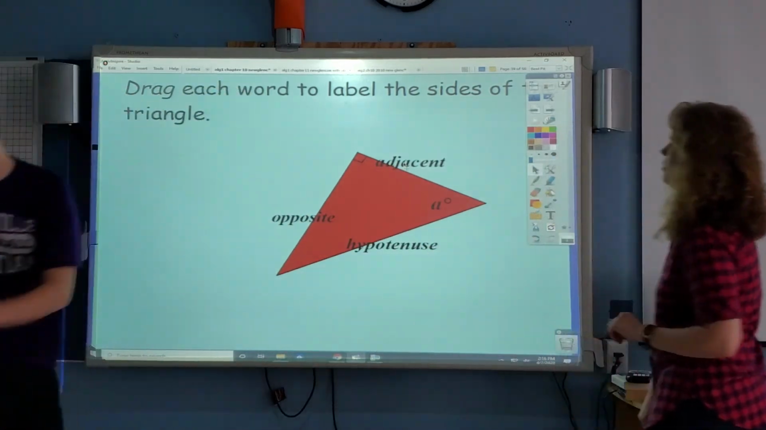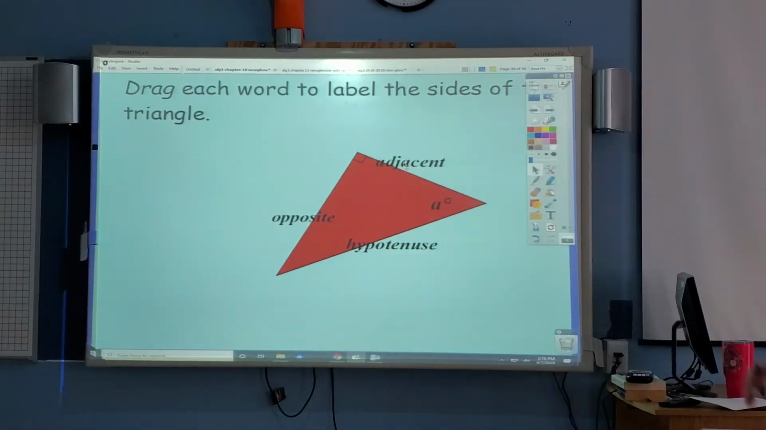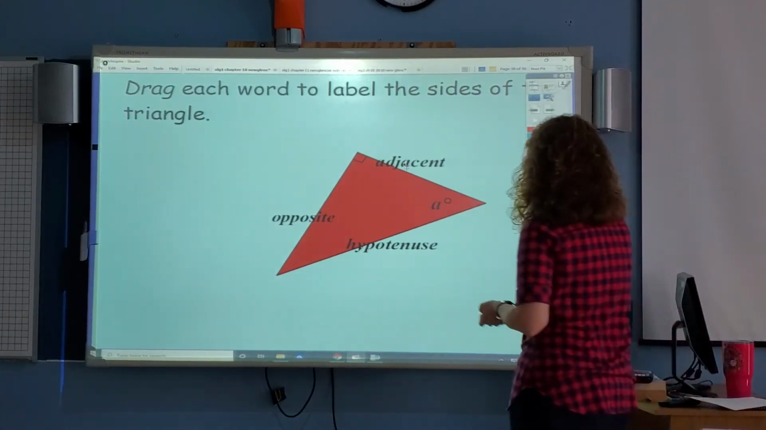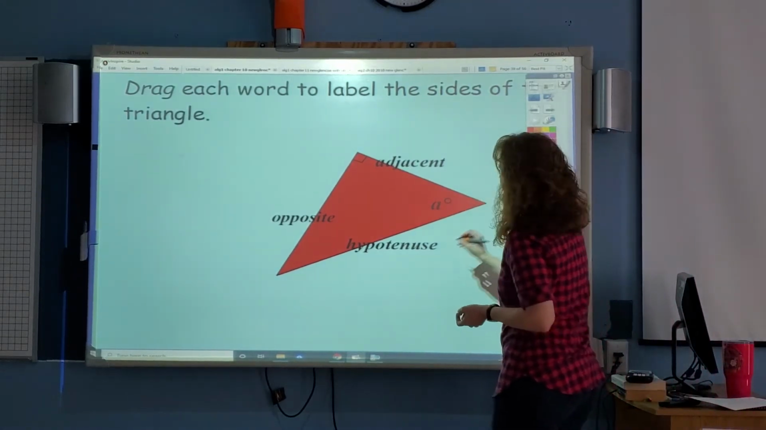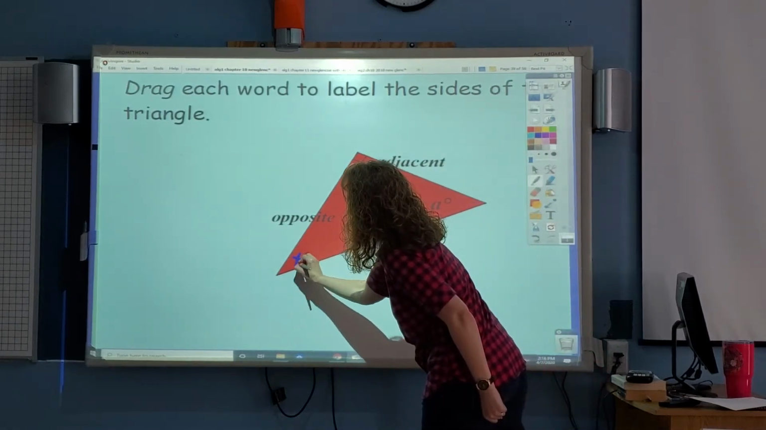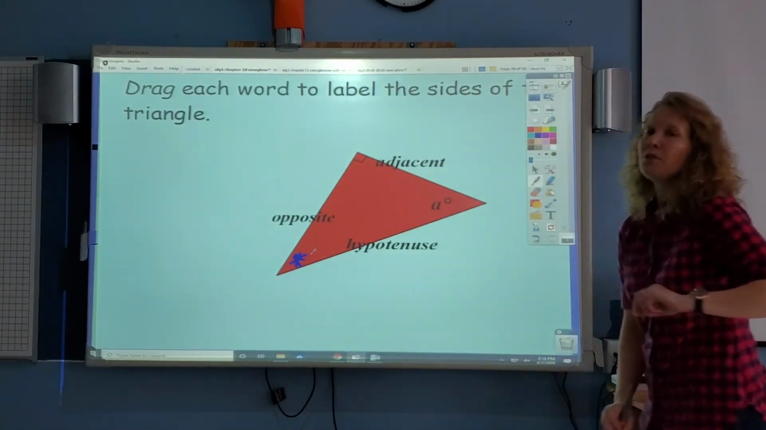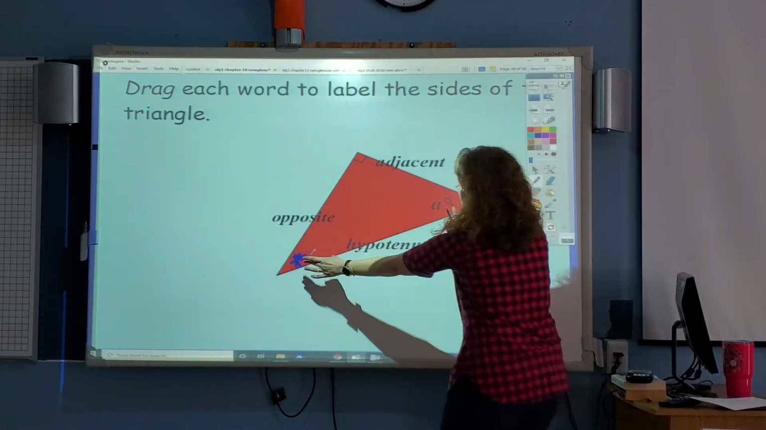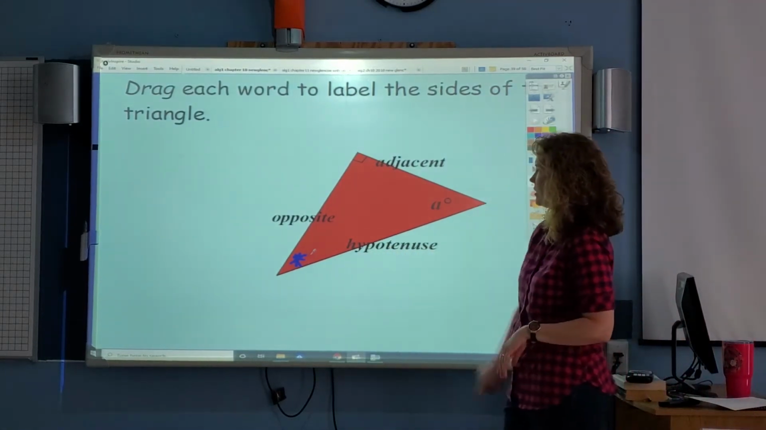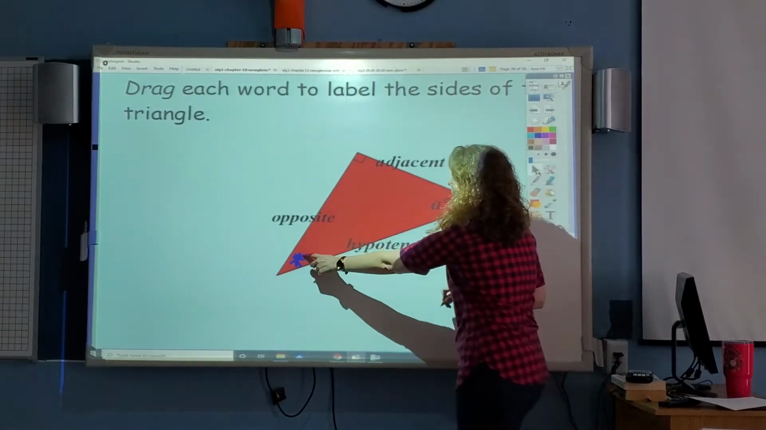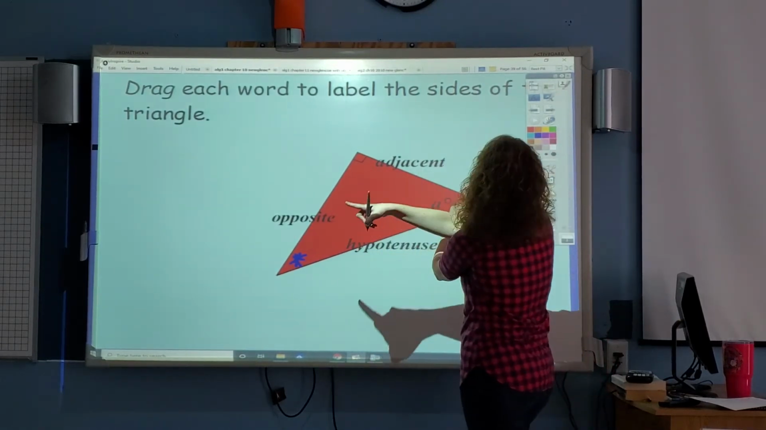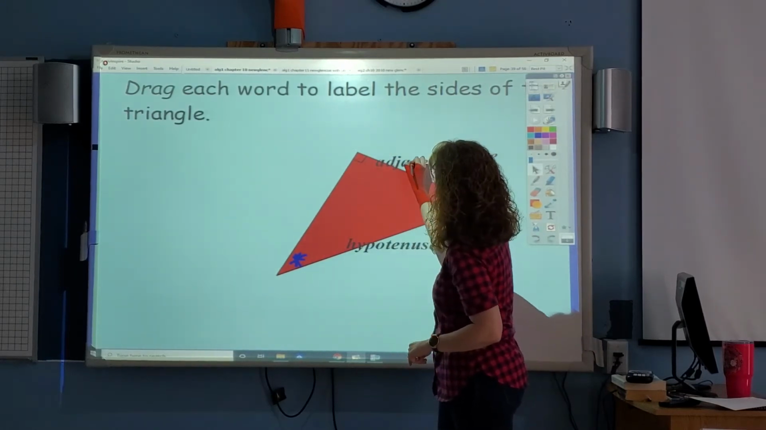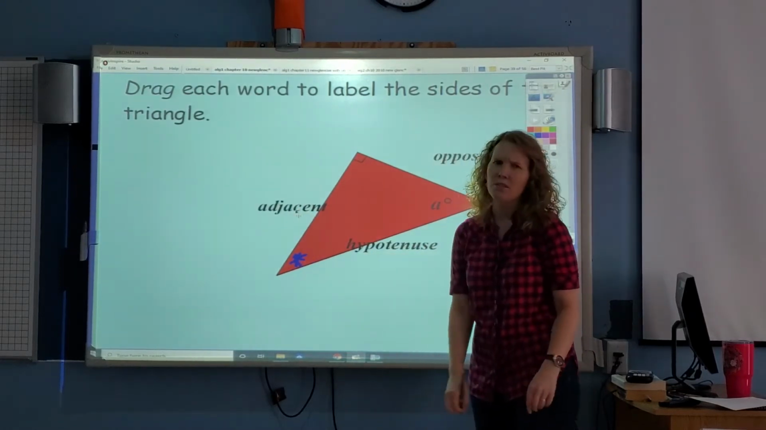Okay, I want to show you something really quick before we leave this flip chart. If I decided to look at a different angle, let's say I'm going to look at this one, I only have to move two sides. All three will not change. The hypotenuse, regardless of which little angle you're looking at, is always the hypotenuse. But if I'm looking at this angle, these two will switch. So this would become the opposite of that angle, and this one would become adjacent to that angle.